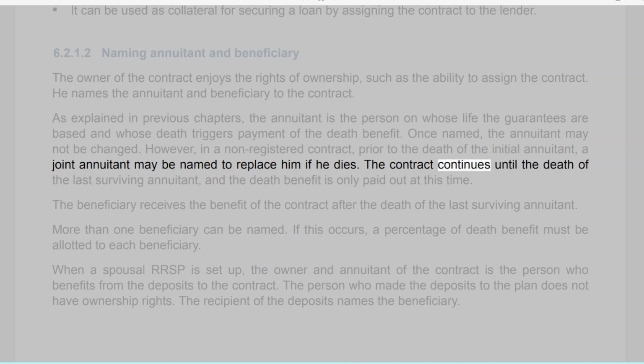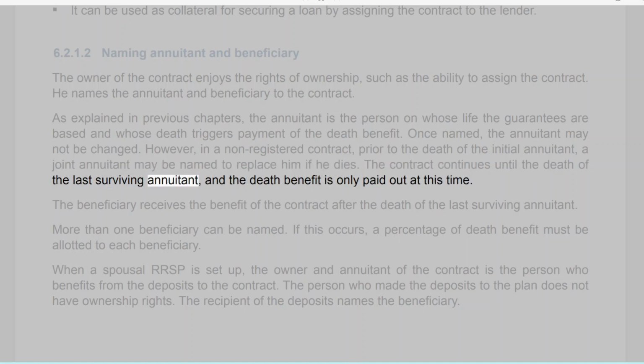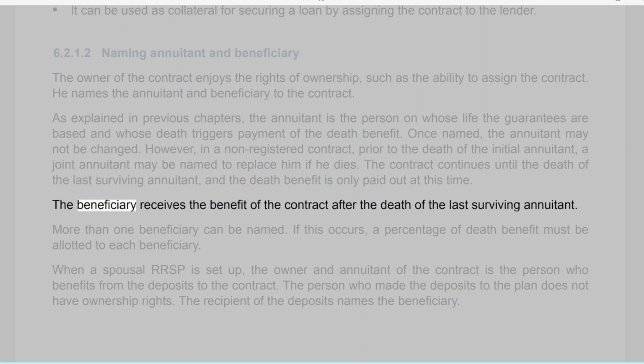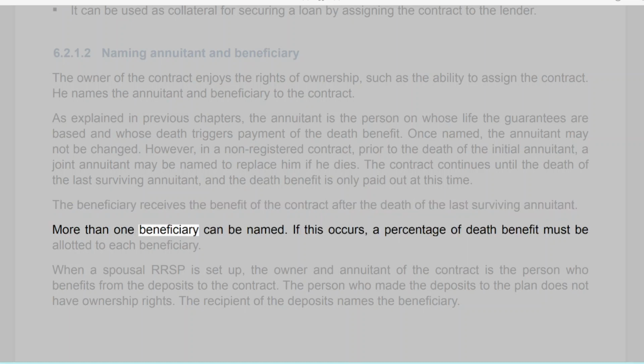The contract continues until the death of the last surviving annuitant, and the death benefit is only paid out at this time. The beneficiary receives the benefit of the contract after the death of the last surviving annuitant. More than one beneficiary can be named. If this occurs, a percentage of death benefit must be allotted to each beneficiary.